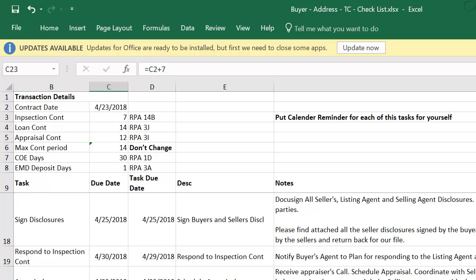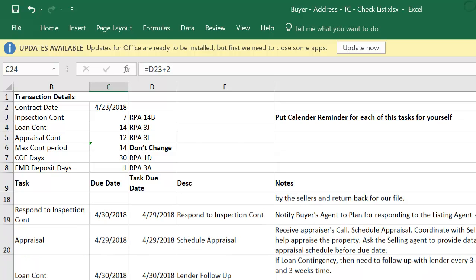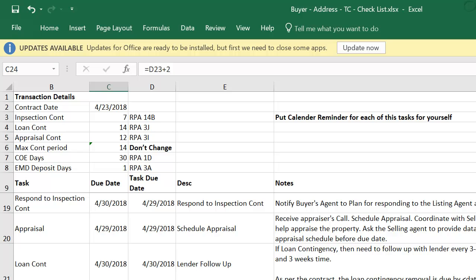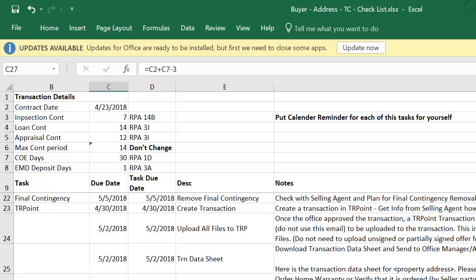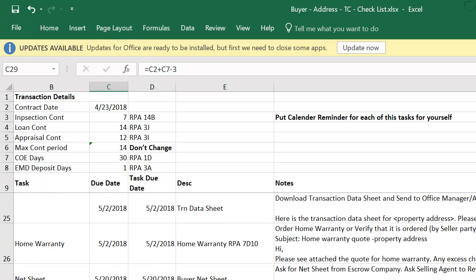And then transaction point: create a transaction point entry and upload all files to transaction point. Create a transaction data sheet that goes to Mona for her to create the demand, and then order home warranty. This is a video that already exists, so we can watch that. And then net sheet is not that important a task. This is like an optional task, not required. And sign off needs to be scheduled. So these are some things that you're pretty much asking me to make sure that they are being done.